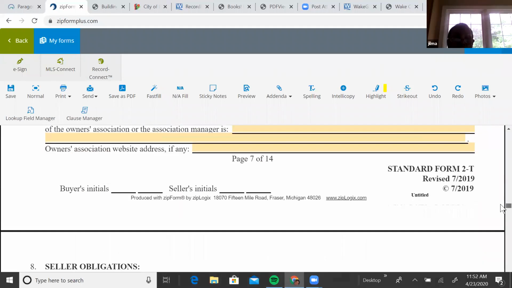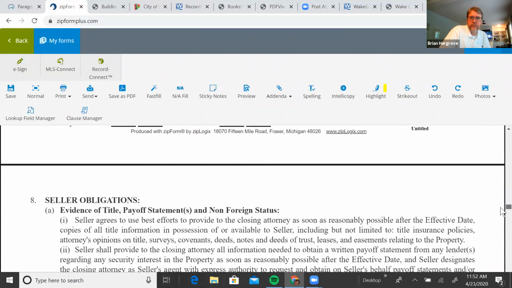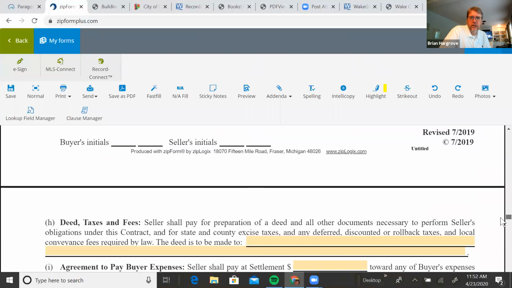Now, they have two of the same, because sometimes, like if it's a townhome, there's a main HOA and then there's a separate HOA for the townhome, right? So some of them have more than one, so it's the same exact thing, but if you have to name more than one HOA. Any questions about that? All right.